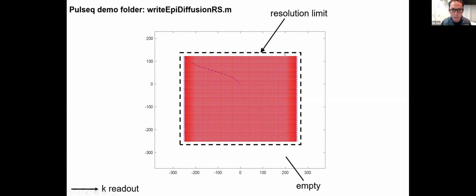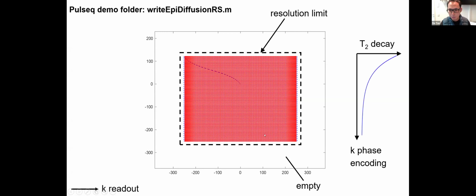Here you can see that you sample the k-space center region, and the resolution is limited because outside of these regions, everything is empty. And this is because of two reasons.